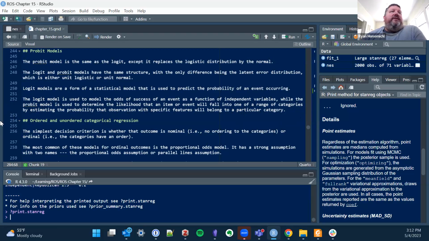But the probit is used to determine the likelihood that an item or event will fall into one of a range of categories by estimating the probability that an observation with specific features will belong to it. So, by the way, I obviously copied this in verbatim. Do you have anything else you want to add to this, since you kind of took on some of this stuff?